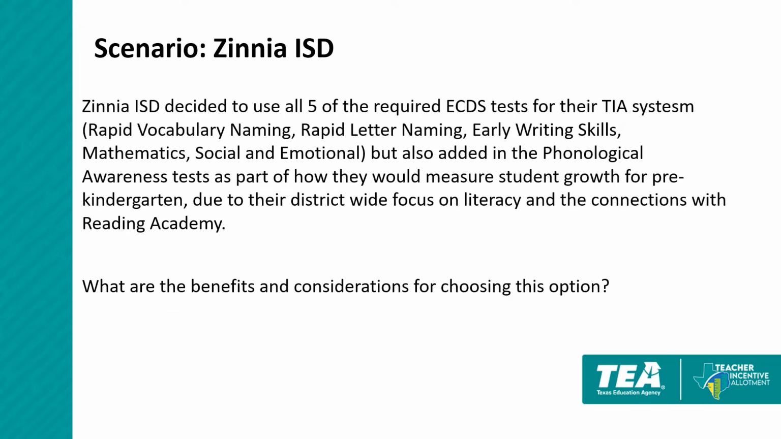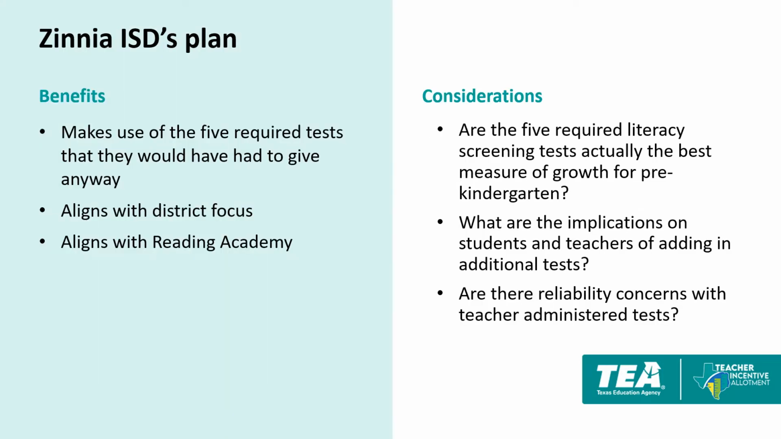Here's an example of what one district decided to do. Zinnia ISD decided to use, for their TIA plan, all of the required tests that they have to use anyway for purposes of ECDS. But they also added in the set of phonological awareness tests and subtests because they felt that the addition of these two phonological awareness tests really captured the district-wide focus on literacy and aligned very well with their Reading Academy work. Here are some benefits and considerations for Zinnia ISD's plan.